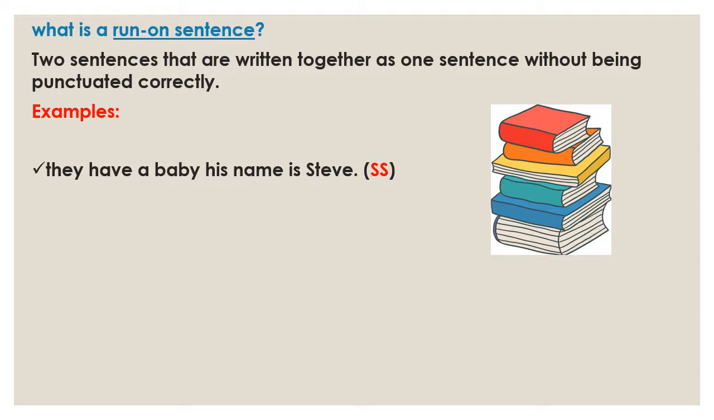They have a baby. His name is Steve. How many sentences do we have here? Two. So we have two sentences and I put them together to make one sentence. But what is wrong in this sentence? It's not punctuated correctly. That's why we can't call it a simple sentence and it's going to be a run-on sentence, because we didn't put punctuation in the correct way. It's not punctuated correctly. So what I'm going to do is correct this.